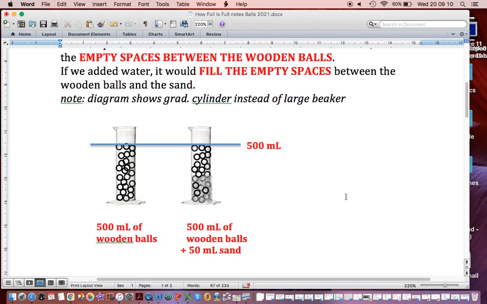So here's a diagram. I know it's graduated cylinders rather than beakers, but what I've done is those are representing the wooden balls. And then what you can see is when we throw sand in, now that sand's filling in towards the bottom in the empty space. So that's a diagram you have to copy out. And it's really important you understand this from what you saw, and then you have to use your imagination in our next activity.